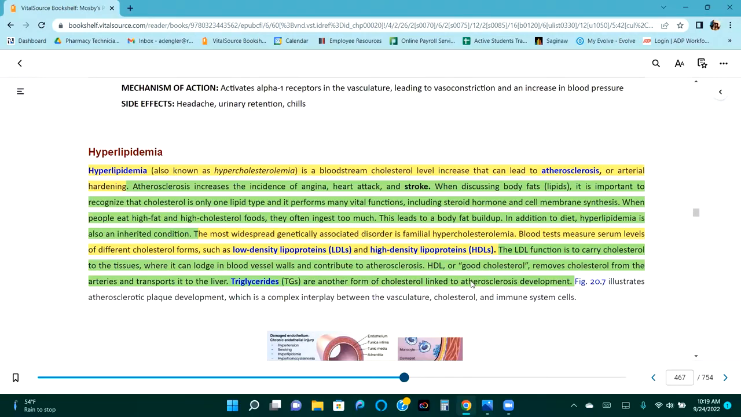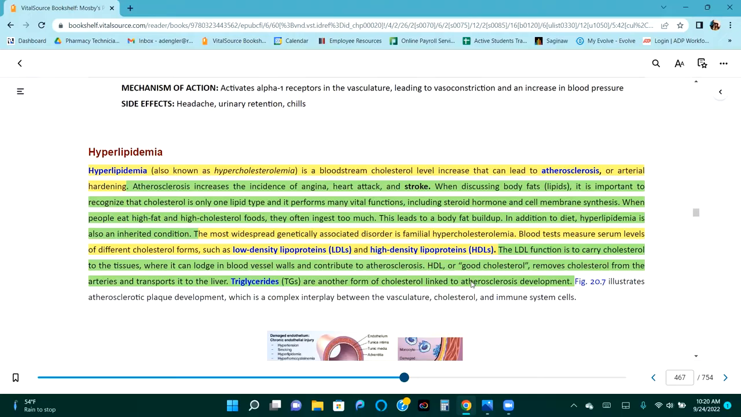When people eat high fat and high cholesterol foods, they often ingest too much. This leads to a body fat buildup. In addition to diet, hyperlipidemia is also an inherited condition, meaning you get it from your family members. The most widespread genetically associated disorder is familial hypercholesterolemia.